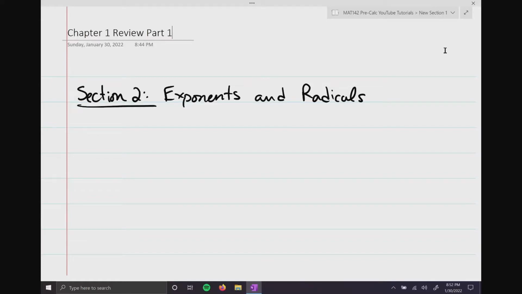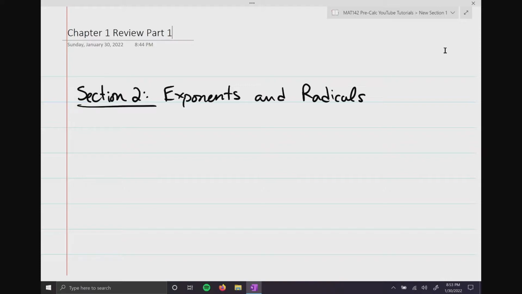All right, so welcome to pre-calculus, and this is just going to be chapter one, which is nothing more than just a review of everything that you've learned up until this point. I'm going to separate this into two parts, part one and part two. Part one covers just the beginning stuff like section two, which is exponents and radicals. So I think let's just start there for now, okay?